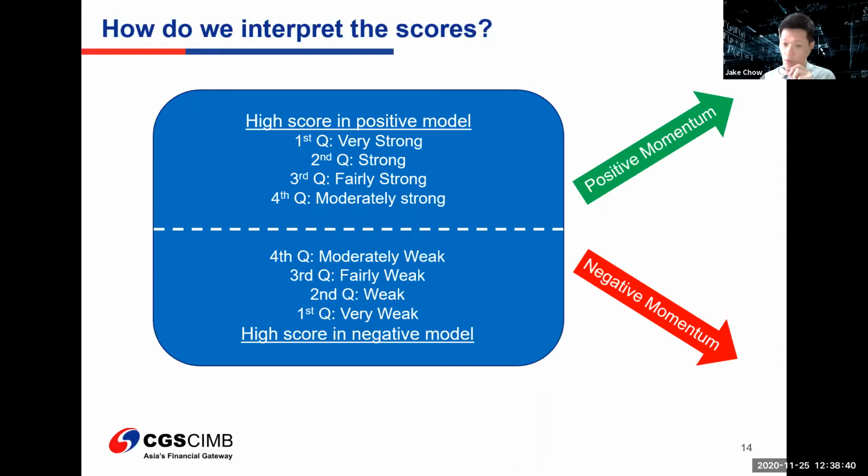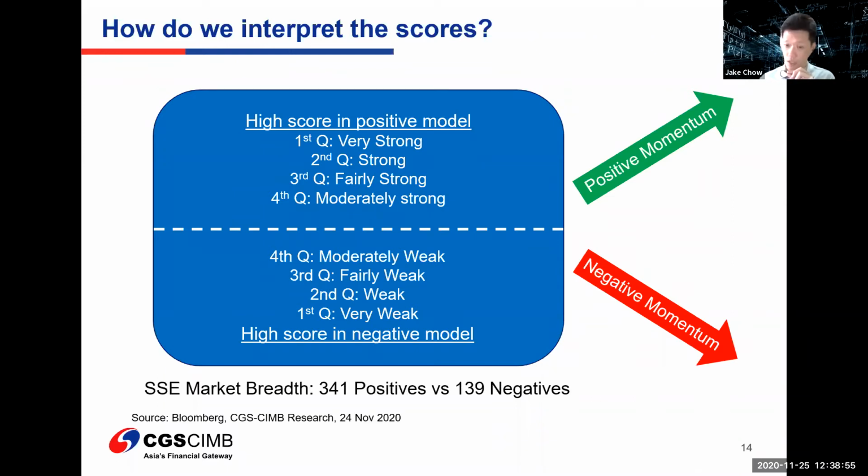And of course, traders should consider delaying entry, and observe if it holds above the 100 and 200 days EMA during the corrective process. The net aggregate number of stocks being screened out in both the positive and negative models can be used as a gauge for market breadth as well. So in this case, I just generated the Shanghai market breadth. I find 341 names in the positive model and 139 names in the negative model. So this will give us a good sense of where the market is. It is still in a bullish state, right?